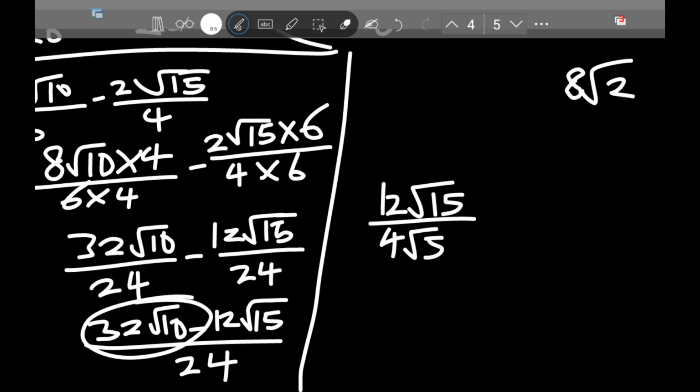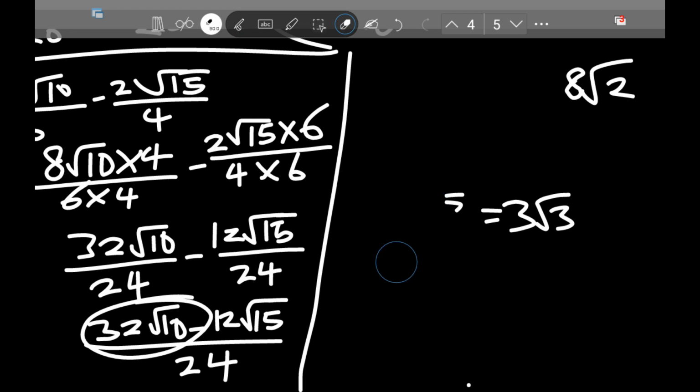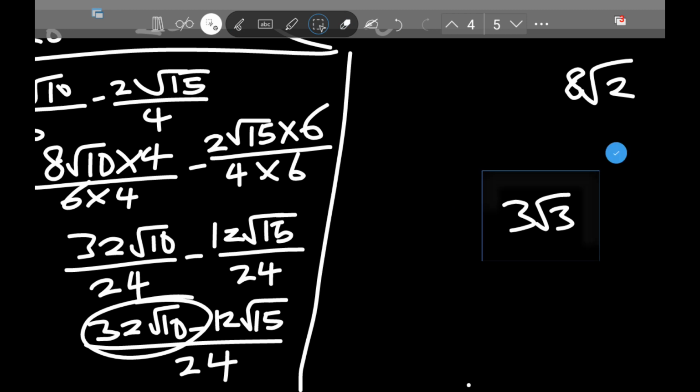So how many 4s in 12? 4s in 12 is 3. So 15 will be divided by 5 into 3 as well. So the answer is 3 root 3. So I'm going to keep this answer as well, just as I kept this over here. So now let me get rid of this stuff and let me keep this somewhere here.